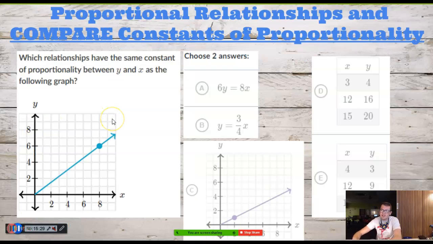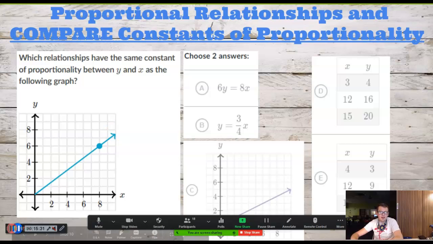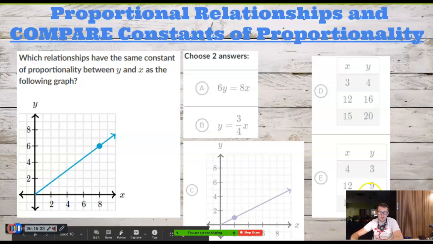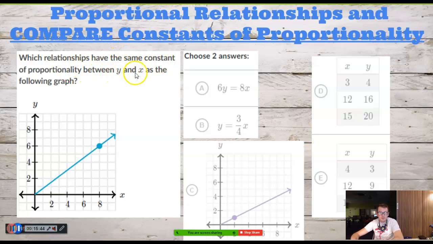All right, so then we get into these sorts of questions. And I know my little picture-in-picture down here is blocking a little bit of that table, but it shouldn't matter. I'm sorry, I'm not going to keep that there. The blinking is worse. So which relationships have the same constant of proportionality between y and x as the following graph? Now, guys, this is tougher. This is taking this to like a further point.